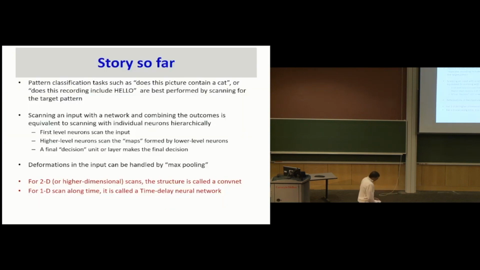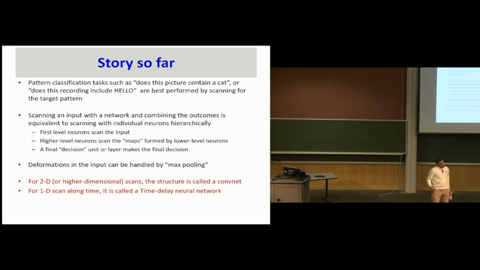So the story we've seen so far is that pattern classification tasks like, does this picture contain a cat, or does this recording include the word hello, are best performed by scanning for the target pattern. And scanning an input with a network and combining the outcomes is equivalent to scanning with the neurons individually and then working on the scanned outputs of the neurons. We saw that deformations in the input can be handled by max pooling, which, as we'll see today, there are other ways of doing it.